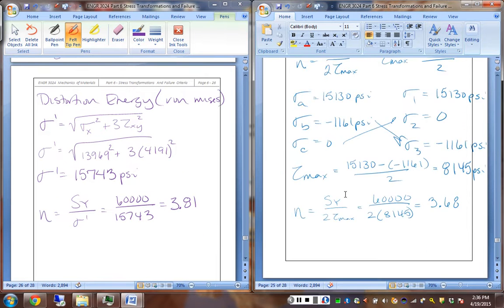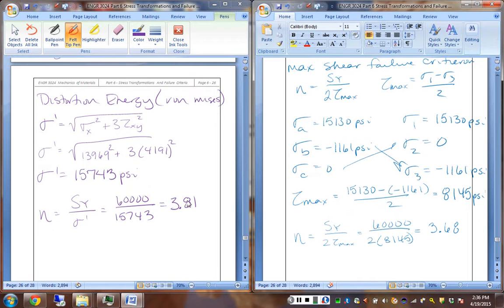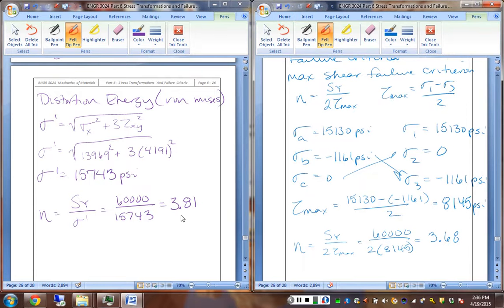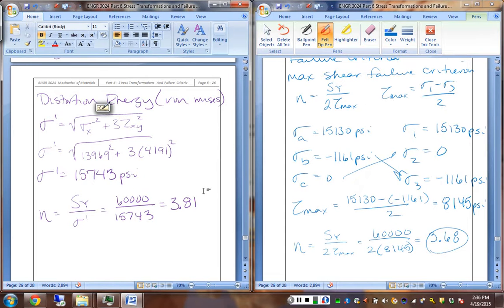So to compare the two, we have 3.68 according to our maximum shear stress failure criteria, and we have 3.81 for our von Mises or distortion energy criteria, showing there is a slight difference, with the shear stress one being slightly more conservative.